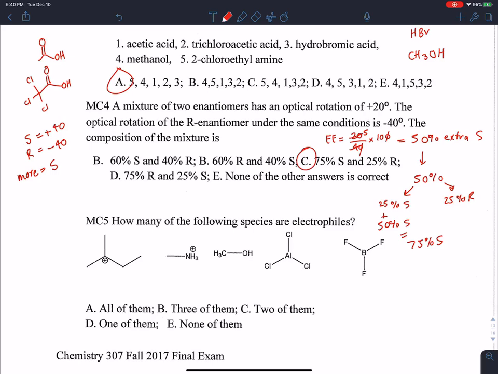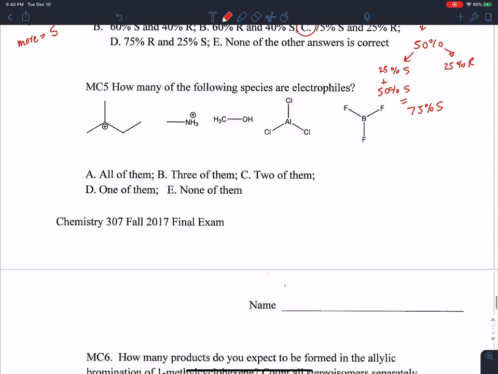Okay. Next question's asking me, how many of the following species are electrophiles? Just remember, an electrophile is anything with a positive, usually, that doesn't have an octet, and stuff can attack it. So, this doesn't have an octet, only has 6 around it. Doesn't have an octet, only has 6 around it. Doesn't have an octet, only has 6 around it. No charge, nothing, so this is perfectly fine.